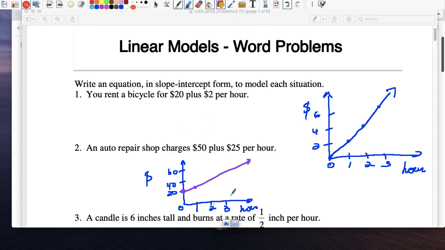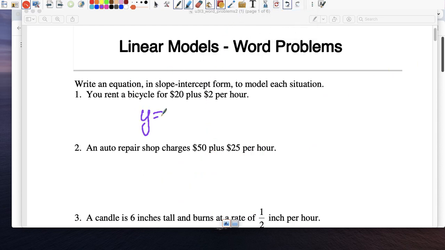But notice that this graph and this graph are a little bit different, right? Here my y-intercept is at 20, and here my y-intercept is at 0. What explains the difference? Well, here there's no extra fee, and here there is. So this one is proportional and that one is not. Both are linear, but a little different because of that $20. So y equals 2x, where x represents the hour, plus $20.